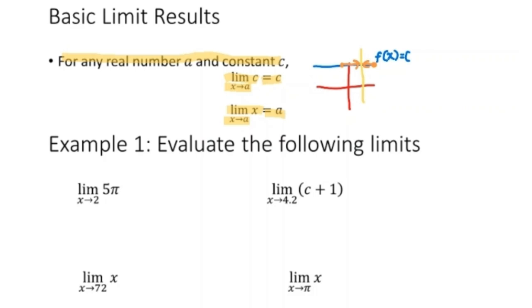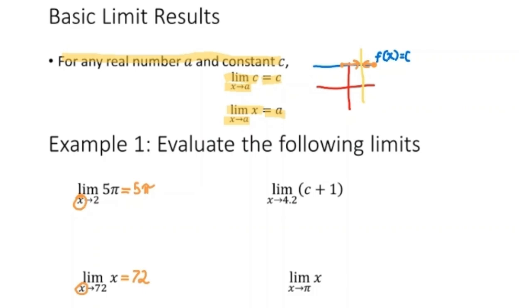So for our first example, we have the limit as x approaches 2 of 5 pi. X is approaching 2, so x is the variable that is changing. Pi is constant, so 5 pi would also be constant. So as x approaches 2, 5 pi will approach 5 pi. As for the next limit, the limit as x approaches 72 of x. Since x is approaching 72, then x is not a constant. Using our basic property, since x is approaching 72, then x is approaching 72.